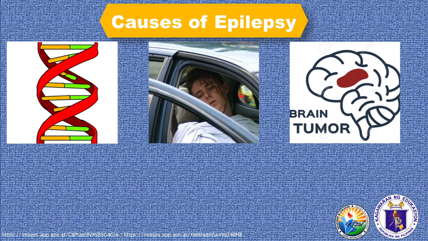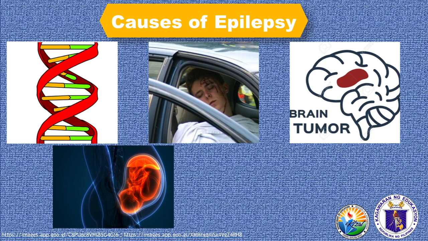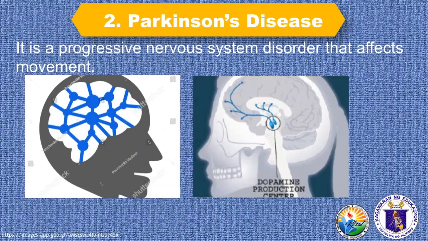or infectious diseases like meningitis, AIDS, and viral encephalitis. It may also be because of prenatal injury. As you all know, babies are sensitive to brain damage such as infection in the mother, poor nutrition, or oxygen deficiencies. And the last cause can be associated with developmental disorders like autism or neurofibromatosis.